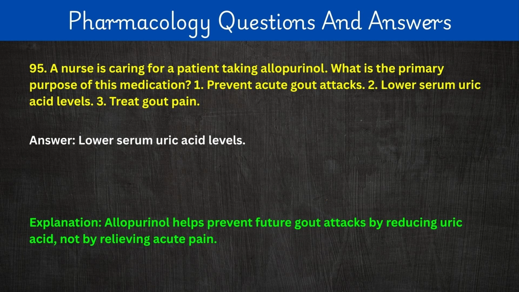95. A nurse is caring for a patient taking allopurinol. What is the primary purpose of this medication? 1. Prevent acute gout attacks. 2. Lower serum uric acid levels. 3. Treat gout pain. Answer: lower serum uric acid levels. Explanation: allopurinol helps prevent future gout attacks by reducing uric acid, not by relieving acute pain.